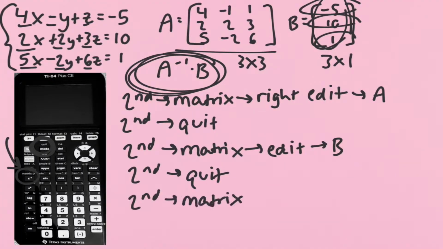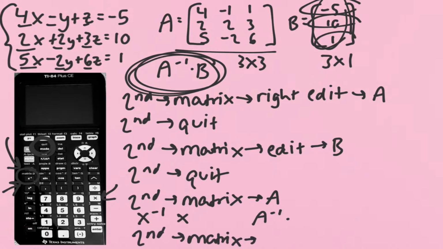Back to matrix, but now instead of scrolling to the right to edit, just click on A directly. Then we need the inverse button, which is the same as that matrix button, just without pressing the second first. It's the x to the -1. Now we have A inverse in the calculator, and then multiply, click on the times button, and now we want B, a second matrix. We don't have to go over to edit anymore because it's already stored. We can just click on B, and B will come up on your screen. And then you press enter, and that'll give you the matrix that's the answer.